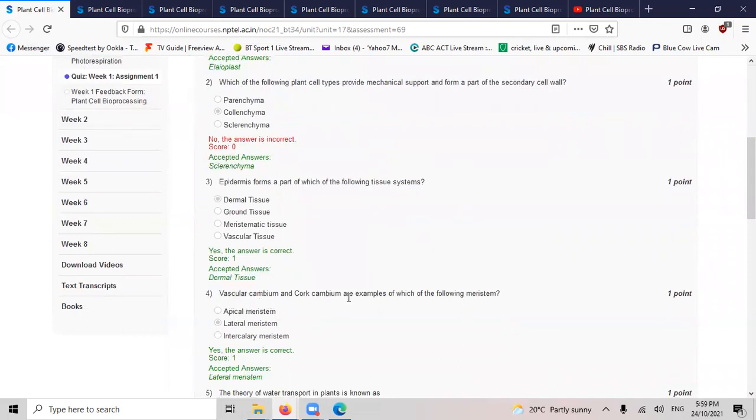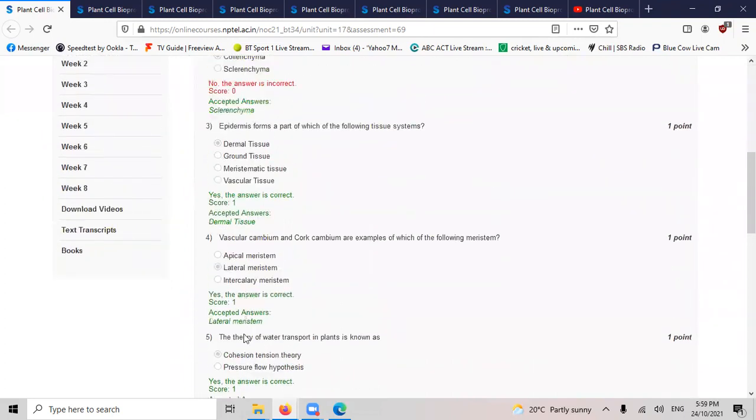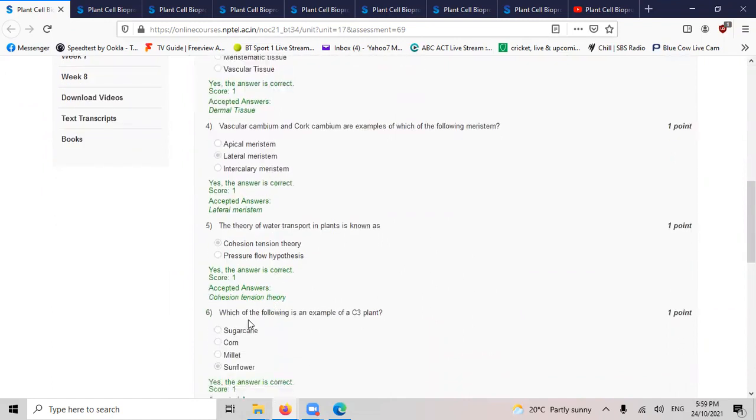Vascular cambium and cork cambium are examples of which of the following meristems? Oh, it can't be the top or the inter. It actually can be a little bit there, but it's the lateral. Theory of water transport in plants is the cohesion tension theory. Which of the following is an example of a C3 plant? Sunflower.